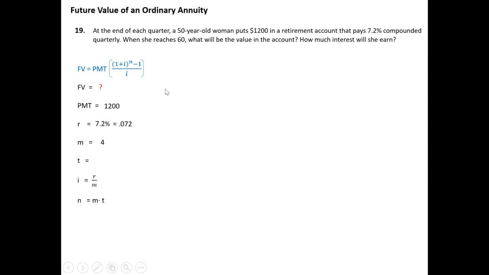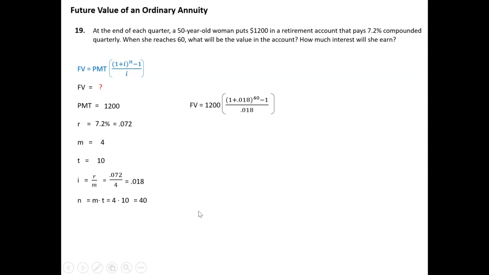My time, guys, they don't give you the time, but they did give you some hints. It says that the lady was 50 when she started this account. Now she wants to know how much money she would have when she's 60. So 60 minus 50 will give us 10. Now the I will be R divided by M. My R is 0.072 and my M is 4, so that will give us 0.018. The N will be M times T. Well, 4 times 10 will give us 40.